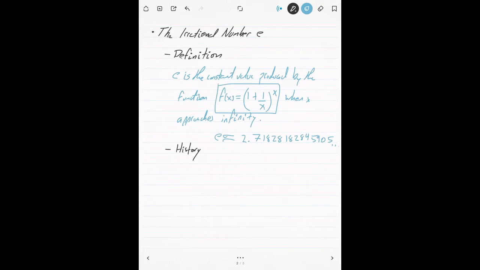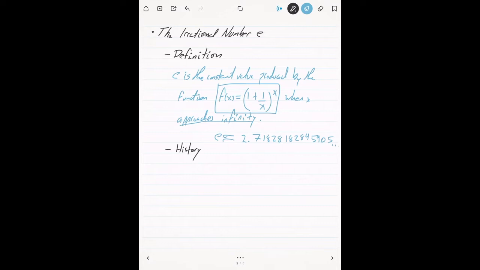It's the values that you get out for this function as you approach infinity. As x keeps getting bigger, what does the function produce? Okay? Now, the history, I'm not going to go too much into this. I think I'd save that for another video. But E is a really fascinating number.